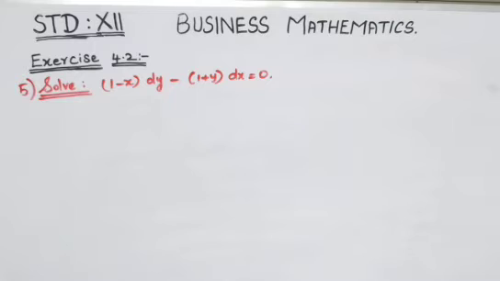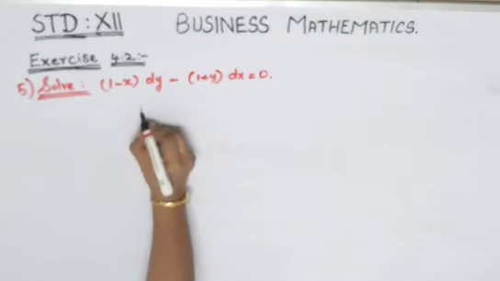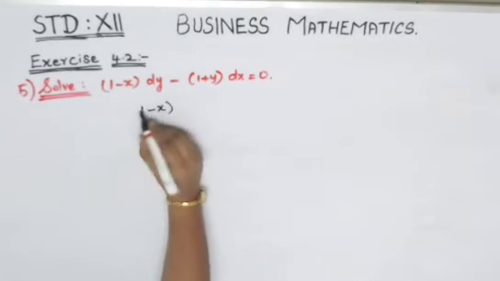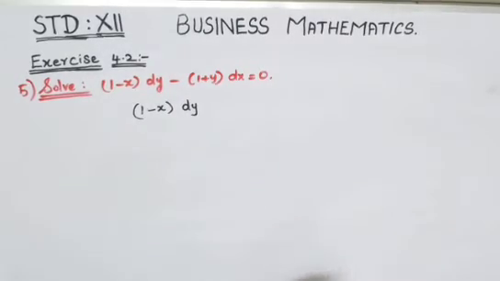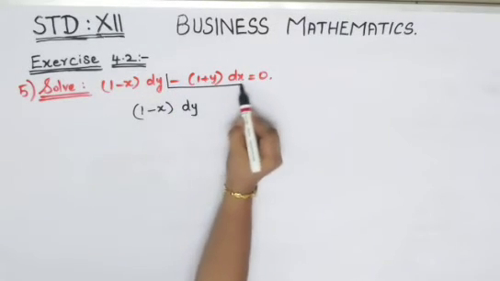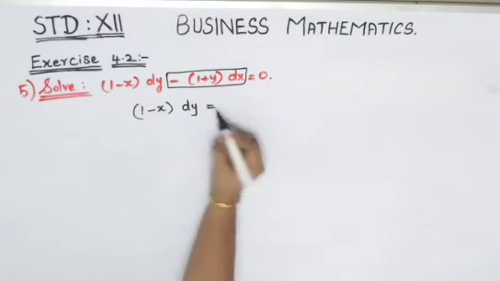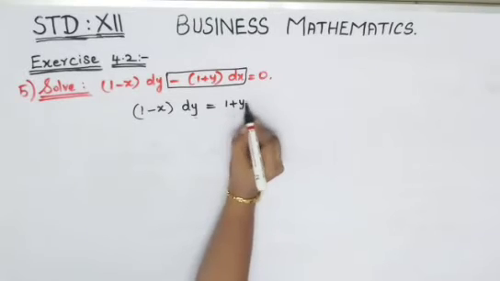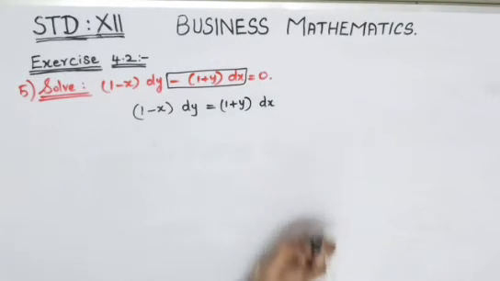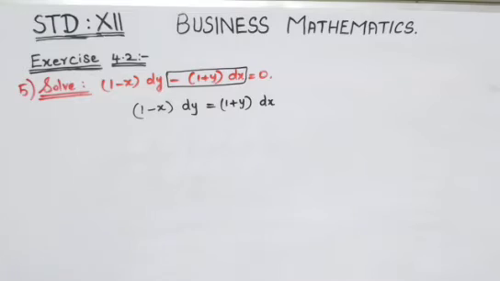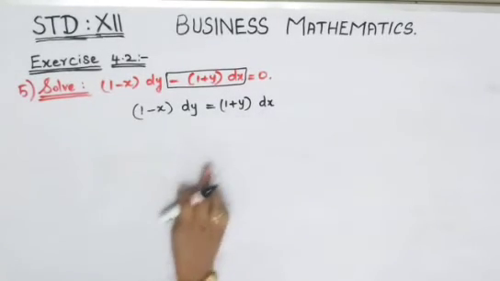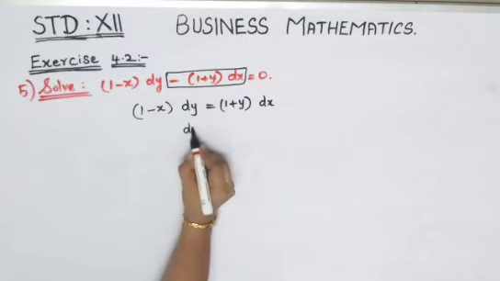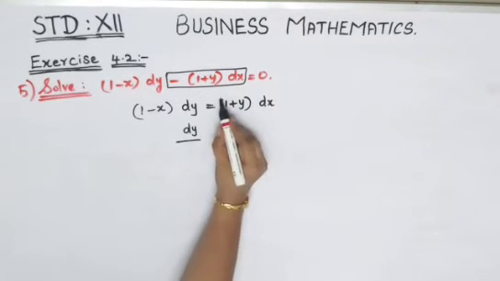Exercise 4.2, fifth question, solve 1 minus x into dy minus 1 plus y into dx is equal to 0. So first, what you will do is 1 minus x into dy, keep it towards your left hand side. This whole term with minus, we'll just take it towards your right hand side, so it will become 1 plus y into dx. Now see that your dy and dx should always be in the numerator only, don't bring it to the denominator. So we'll keep this dy here itself.